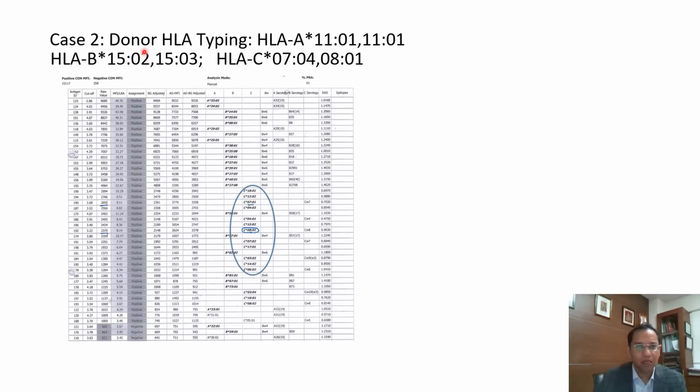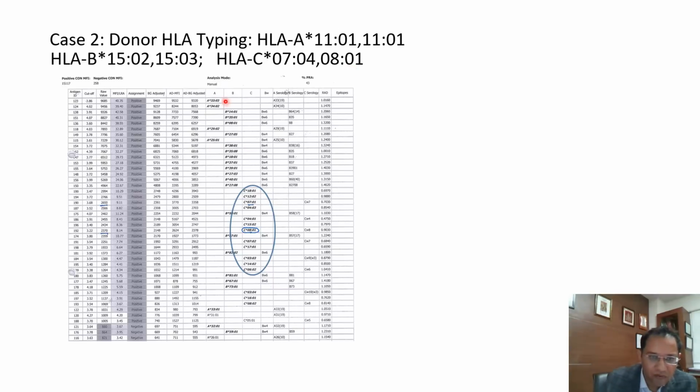Similarly, second case, donor HLA typing is HLA-A 1101. This is homozygous for 1101. HLA-B is 1502. So there is an allelic difference between the HLA-B; these are two different alleles. 1502 is very different from 1503, and we have an HLA-C 07 04 08 01.